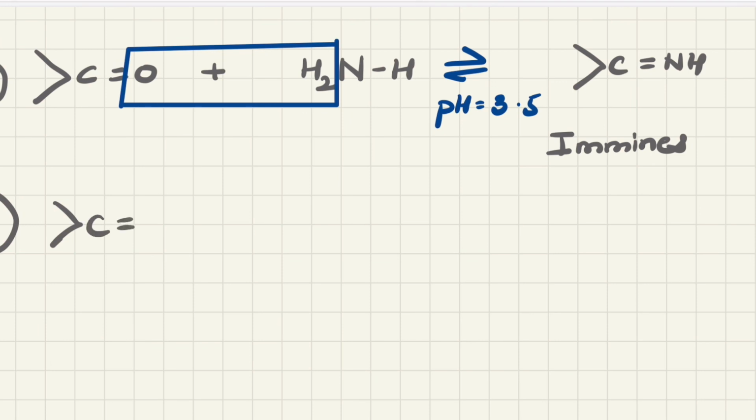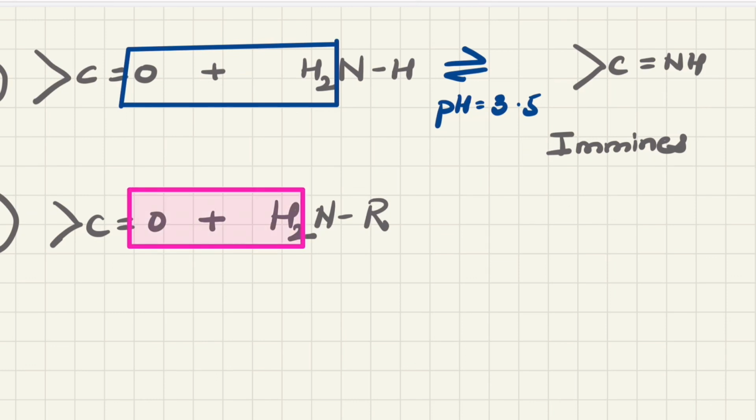Let us do the second one. We take aldehyde or ketone, we react it with primary amine. So this is again RNH2. We will write it as NH2. And what we do is just take out water. Once we take out water, what we get is C double bond N R. These are substituted imines.